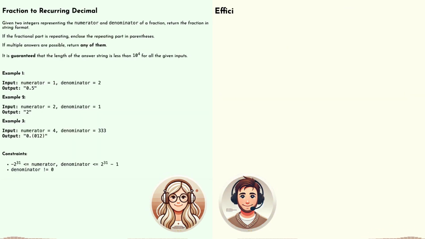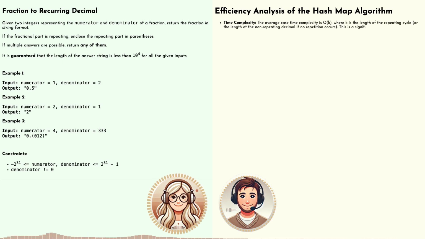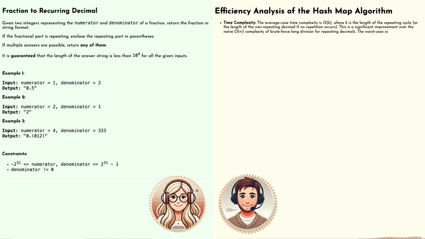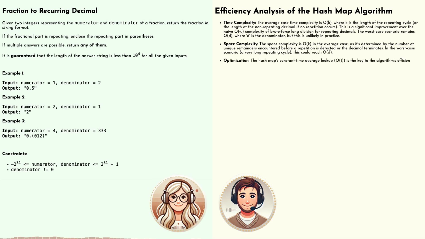It's elegant, isn't it? It is. A simple but powerful technique. Yeah. Using a hash map to detect and represent those repeating decimals. Absolutely. But I'm curious, what's the efficiency of this algorithm like, in terms of time and space complexity? That's a great question. Let's analyze it.